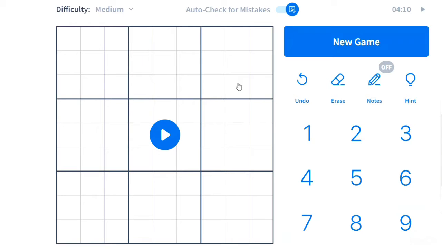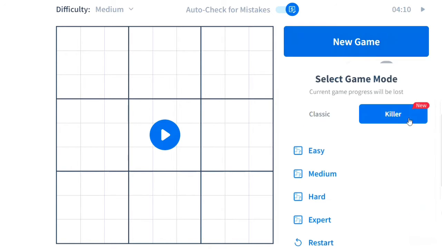Welcome to this new video. Today we are going to solve a killer Sudoku with the difficulty set to medium. Let's get started.